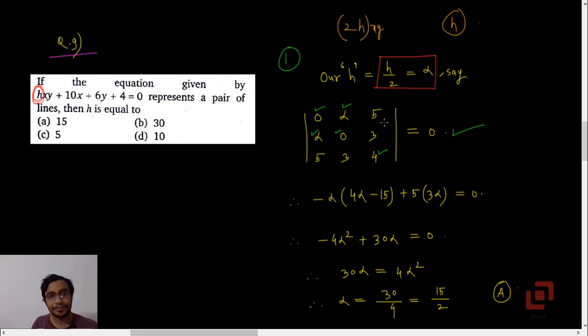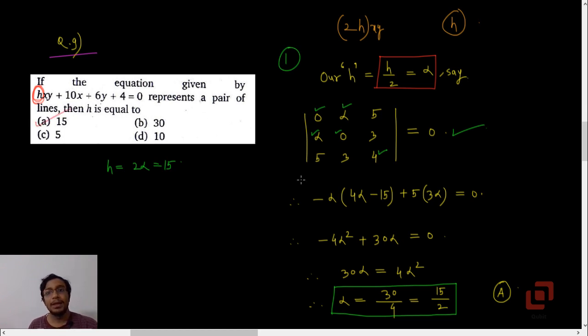and g is 5, 2gx is 10x, and then 2fy is 6y, so f is 3. And if you just expand this determinant, you will get alpha as 15 by 2. Now fortunately 15 by 2 is not there in the options. Okay, so we know that we need to modify it, because our h, that is the h in the formula, is actually 15 by 2, so the h which they want must be 2 times that. Yes, so that is 15, and hence it is option A.